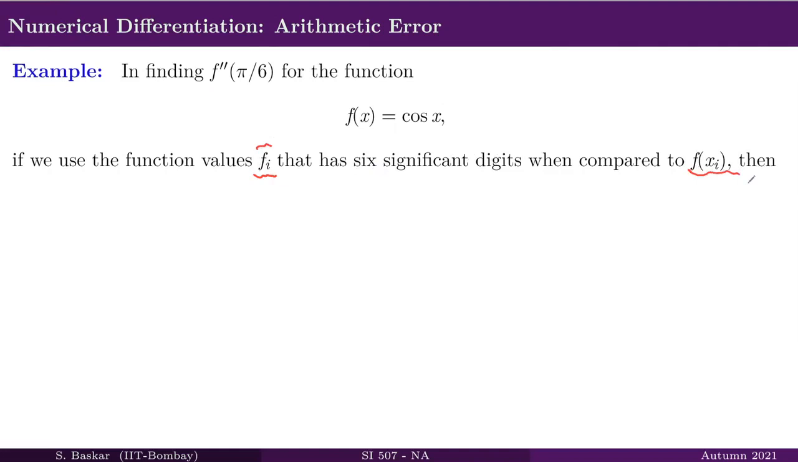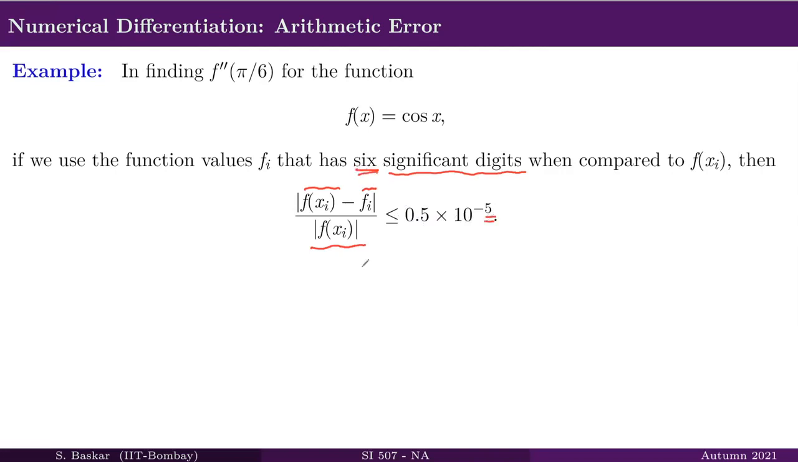From this information, we can estimate the epsilons. That is the key idea here. If you recall, we have a definition for significant digits. As per the definition, we can see that the absolute value of f of xi minus fi, that is exact value minus approximate value, divided by the exact value, is less than or equal to 0.5 into 10 to the power of minus 5, because we have assumed that we have 6 significant digits.